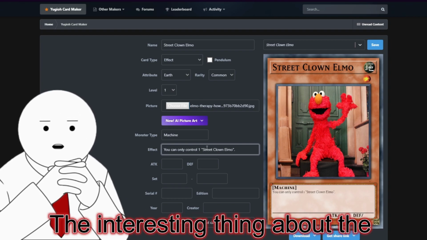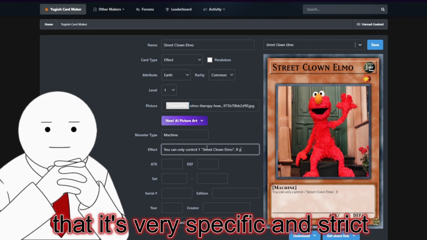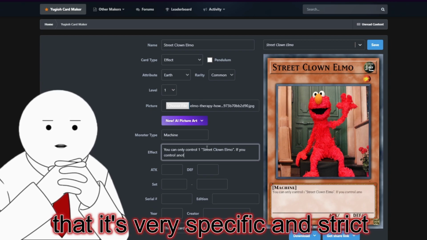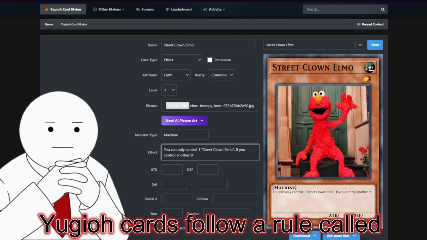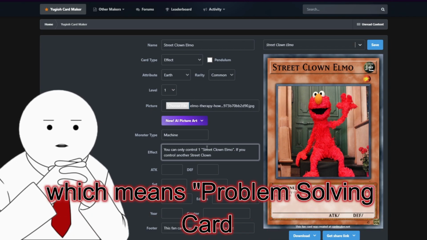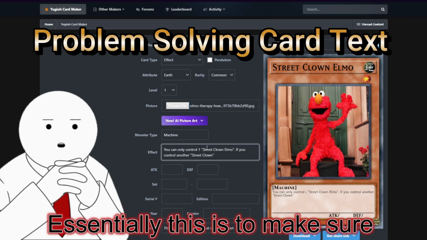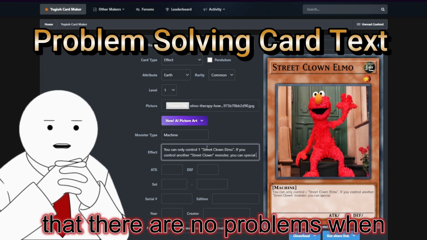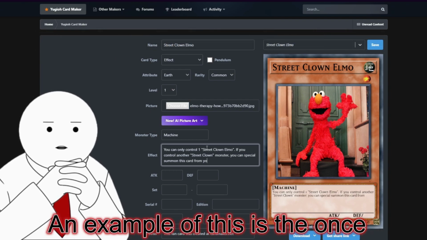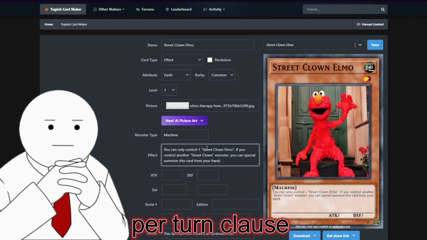The interesting thing about the wording of Yu-Gi-Oh cards is that it's very specific and strict in its wording. Yu-Gi-Oh cards follow a rule called PSCT, which means problem solving card text. Essentially, this is to make sure that there are no problems when figuring out what a card does. An example of this is the once per turn clause.